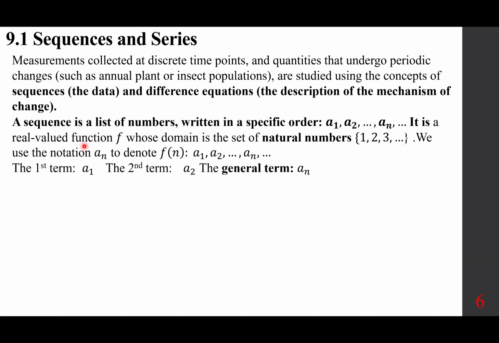It is a real valued function f, whose domain is the set of natural numbers 1, 2, 3 to infinity. We use the notation a sub n to denote f of n: a sub 1, a sub 2, all the way to a sub n. The first term is a sub 1, the second one is a sub 2, and the general term, we call it a sub n, everybody.